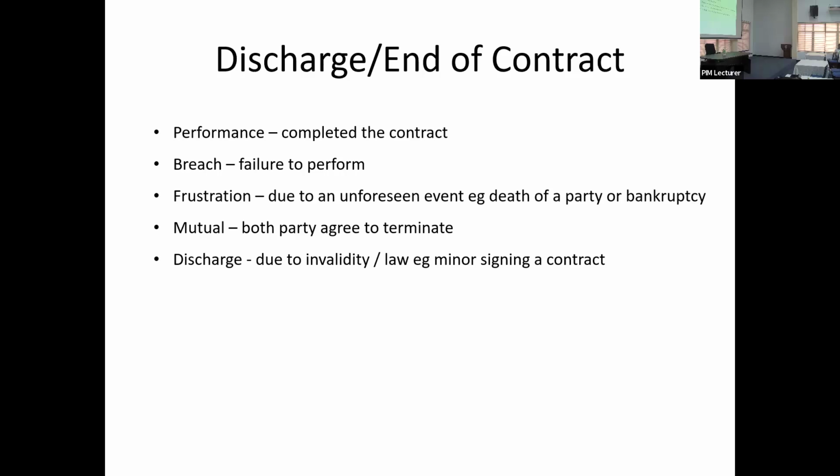Discharge due to some error in the legal document. So somebody points it out and you can bring the contract to an end.